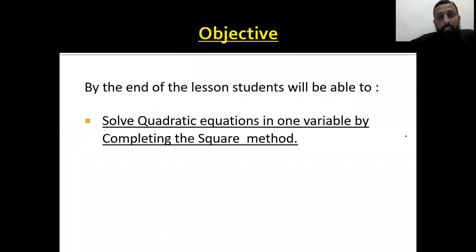This is chapter number 1 of your maths book 3, Quadratic Equations and Functions. So, dear students, our learning objective for today, by the end of this lesson, you will be able to solve quadratic equation in one variable by completing the square method. This is the third method which we are learning today. This is called completing the square method.